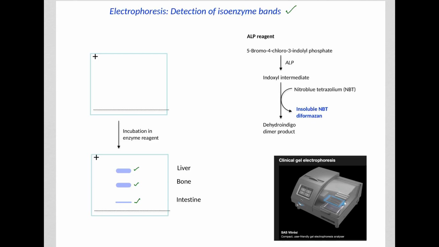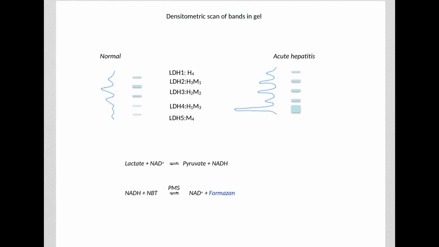Electrophoresis was traditionally done manually. However, today we have some very good instruments that do all the steps, the actual electrophoresis as well as the staining and so on, automated. And here's an example of a clinical gel electrophoresis system. This instrument doesn't just run the electrophoresis and stain the bands, but it also scans the stained bands, and it gives you this profile, this scan.